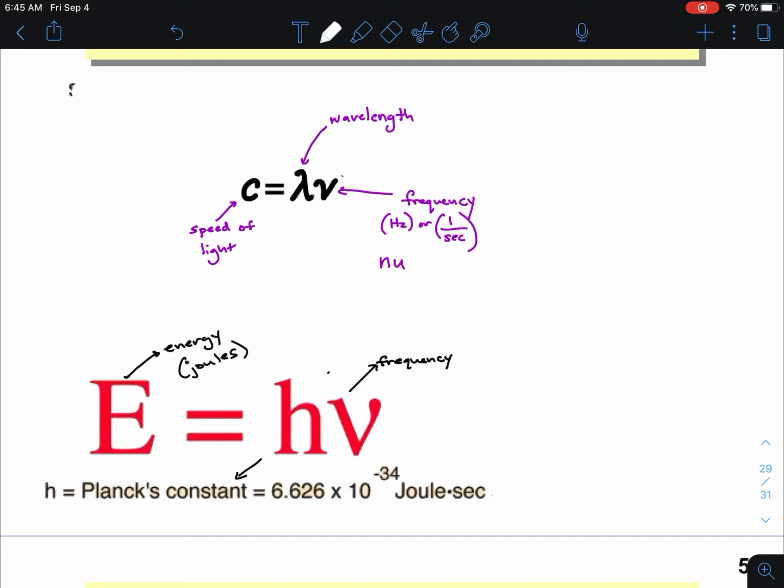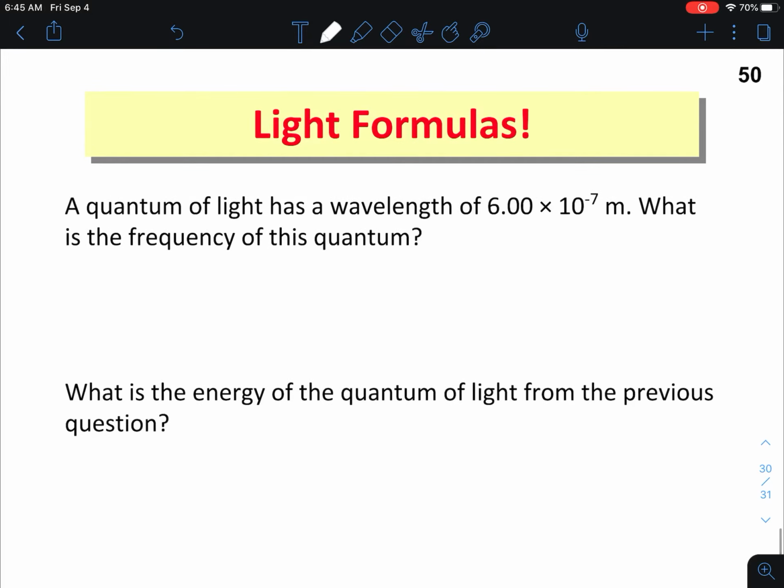Let's do a couple of questions. The first one says a quantum of light, basically some energy of light, has a wavelength of 6.00 times 10 to the negative 7th meters, which is also 600 nanometers. 600 nanometers is visible to the naked eye. It's one of the types of visible light, and it's going to be an orange color. So this is orange light. What is the frequency of this quantum?